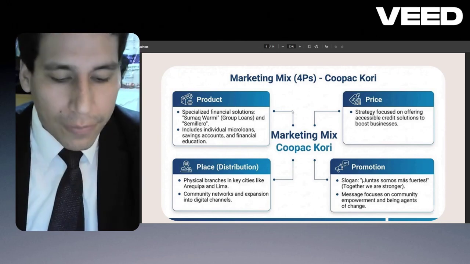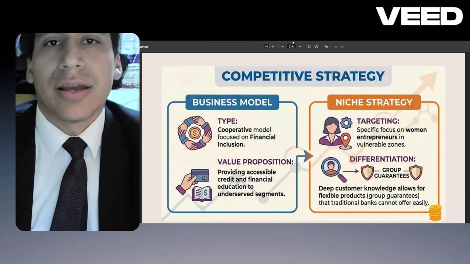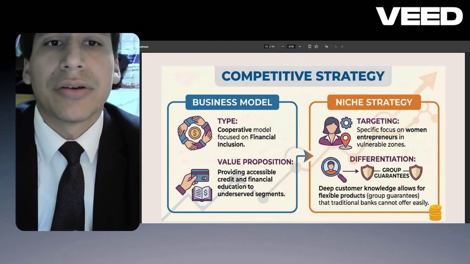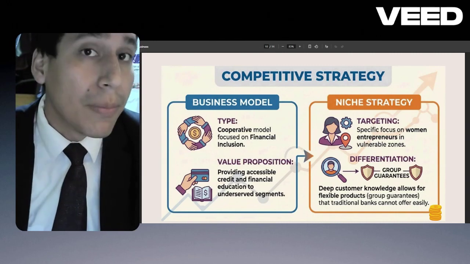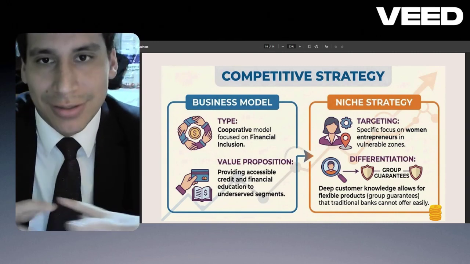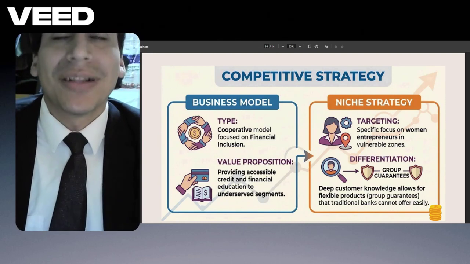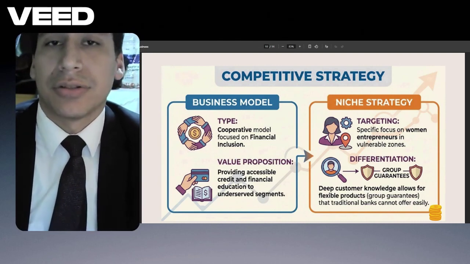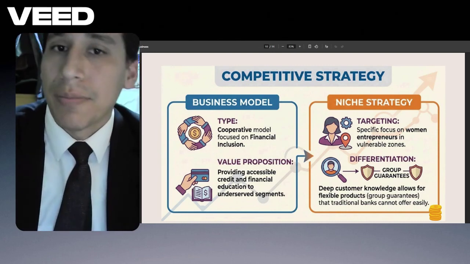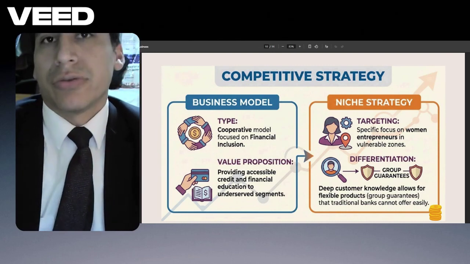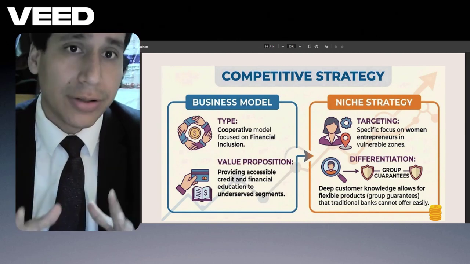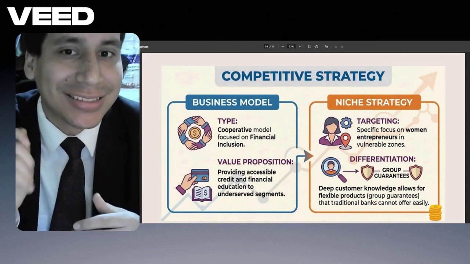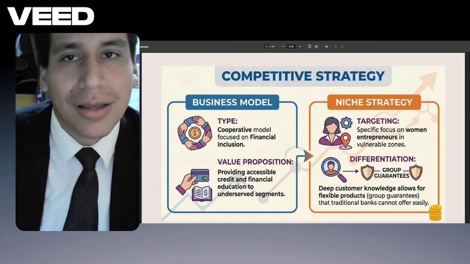Now, competitive strategy. To compete in this market, Corey uses a niche strategy. They don't target everyone. They focus on women entrepreneurs in vulnerable communities. Their differentiation is based on a social and inclusive approach. They go to places where traditional banks don't go, and they build trust. Their model uses groups, guarantees based on solidarity, which strengthens the community.